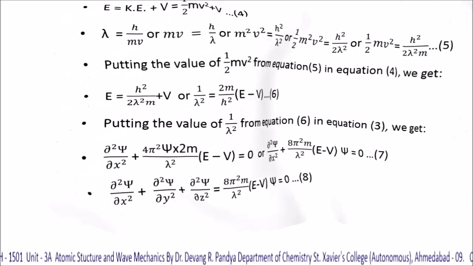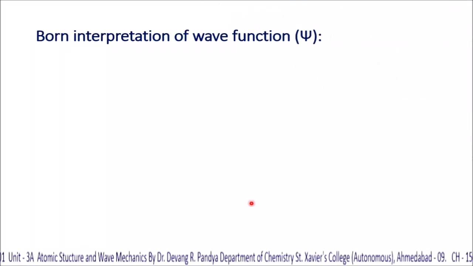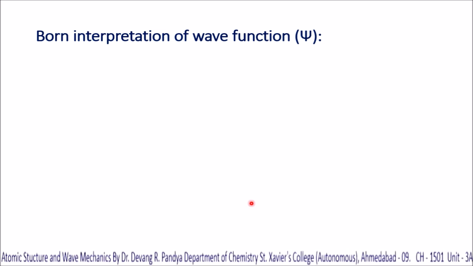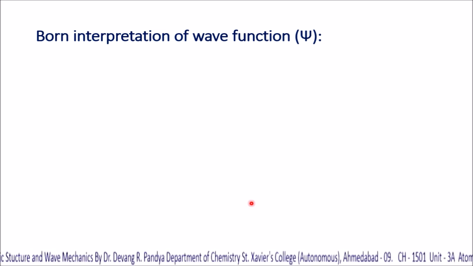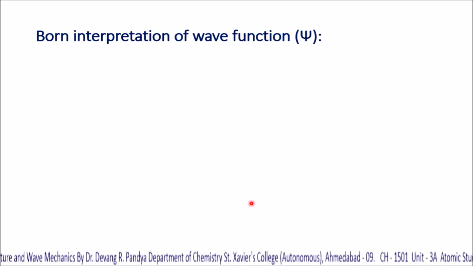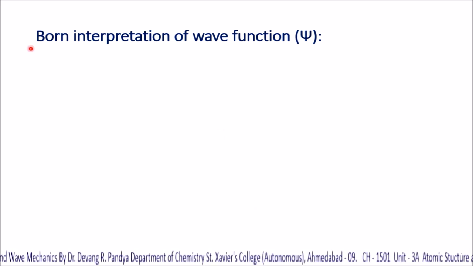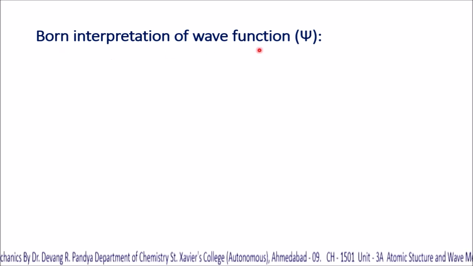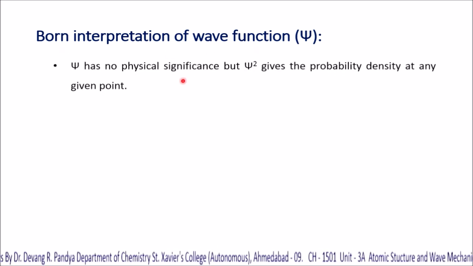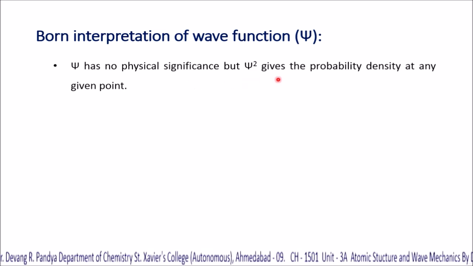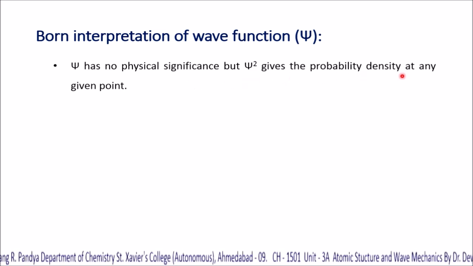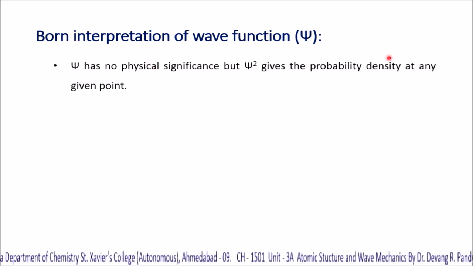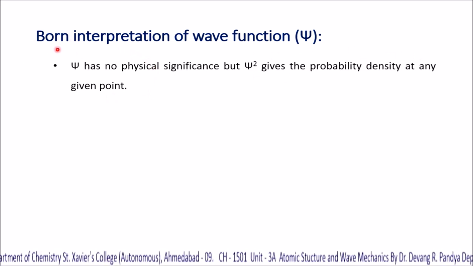We need to learn about the simplest form of the Schrodinger wave equation, which we are going to discuss in our next class. But before that, we need to study the Born interpretation of the wave function psi. Psi has no physical significance, but psi square gives the probability density at a given point. This information was given by Max Born.